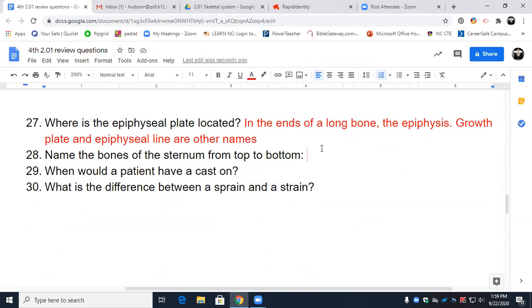Okay, name the bones of the sternum from top to bottom, and these three bones are fused. They're not actually separated. You have the manubrium, the body, and then the little bone that can be broken off with first aid. With the Heimlich maneuver, CPR, it is the xiphoid process.